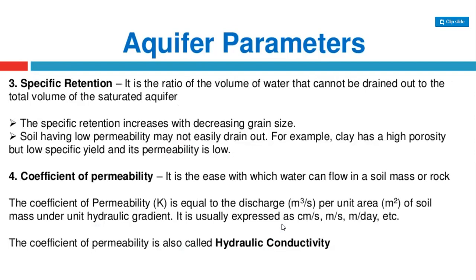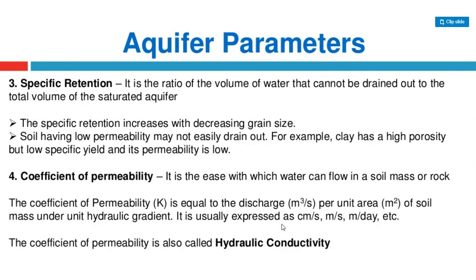So what is specific retention? It is the ratio of the volume of water that cannot be drained out to the total volume of the saturated aquifer. The specific retention increases with decreasing grain size. Soil having low permeability may not easily drain out. For example, clay has a high porosity but low specific yield and its permeability is low.